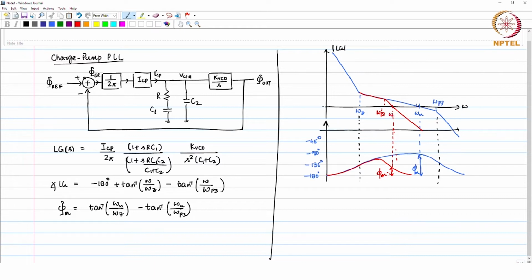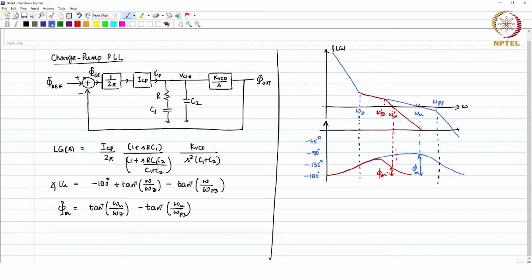So, the question is now, which of these two plots, how would you like to have the position of omega p3 and omega z such that you get the phase margin which you desire, okay, and which of these plots is a better plot, phase plot to use for your design. When I say better, it refers to which is the most optimum design, right.